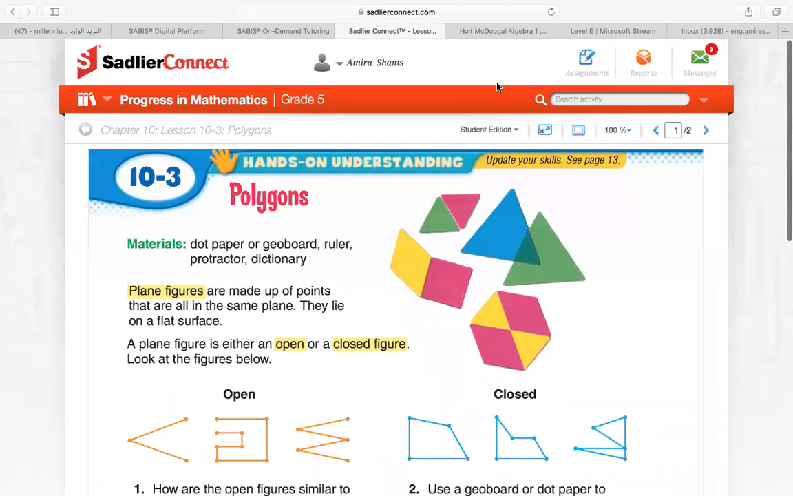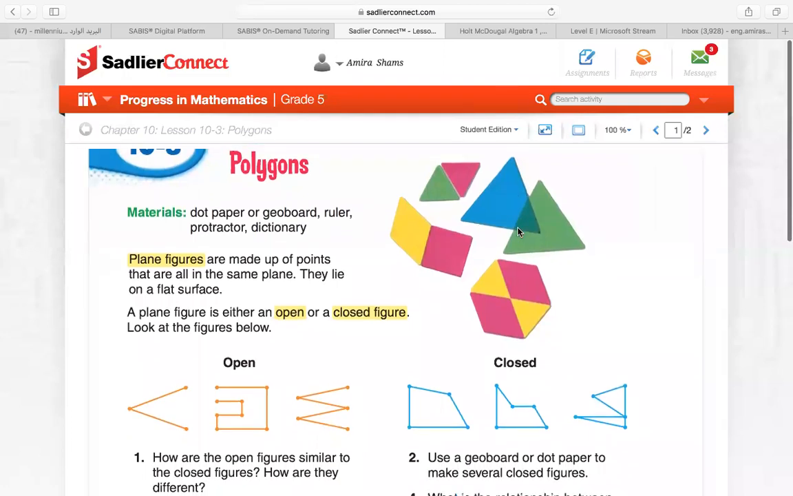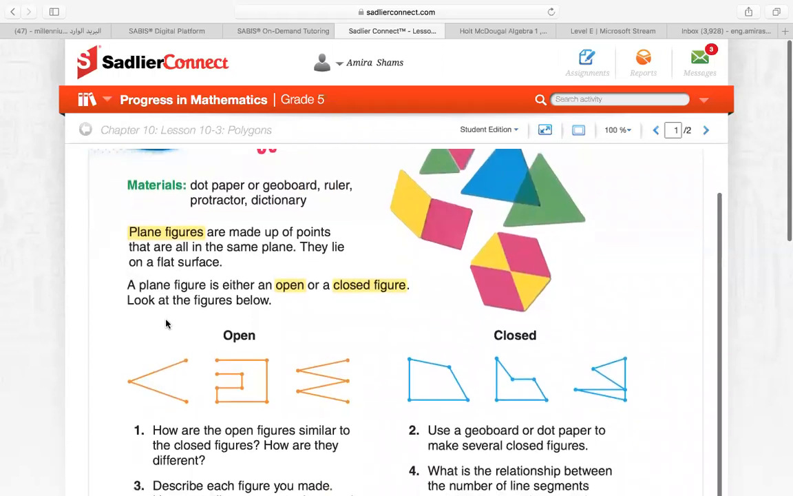What are polygons? You heard about polygons before, but let's review and remember what polygons are. First, plane figures. What are plane figures? Plane figures are made up of points that are all in the same plane. They lie on a flat surface. A plane figure is either an open or closed figure.